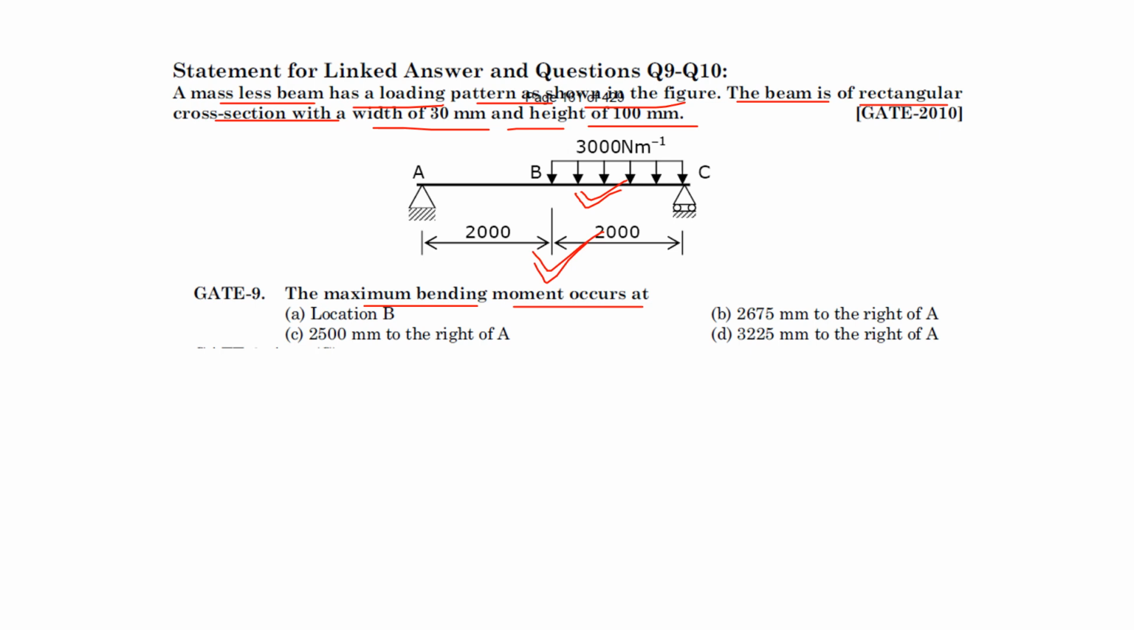So they are asking for the location, not the magnitude. The options are 2500 mm to the right of A, and 3250 mm to the right of A. Okay, so this is A, this is C, this is B.